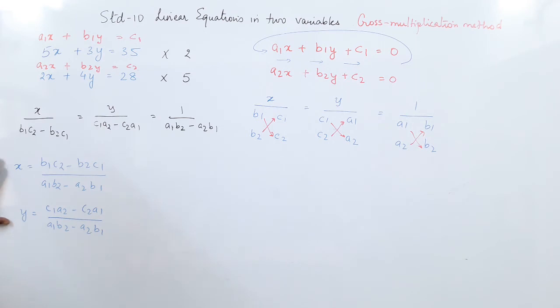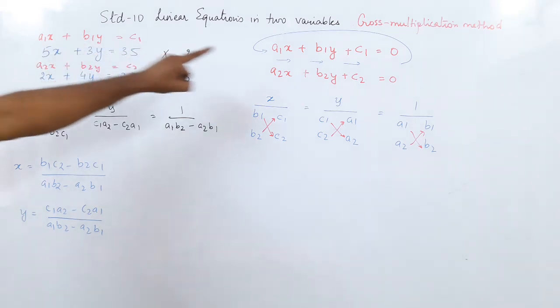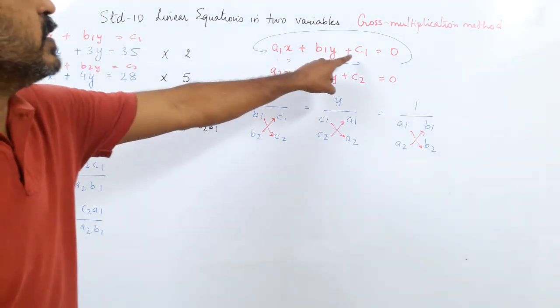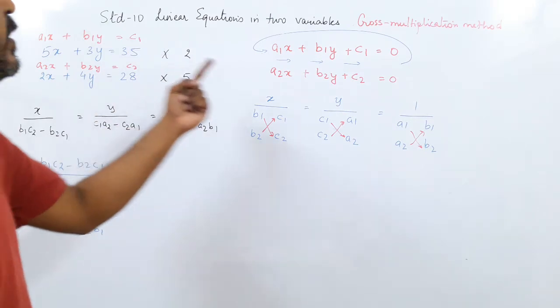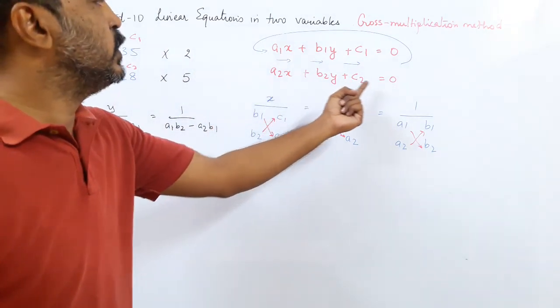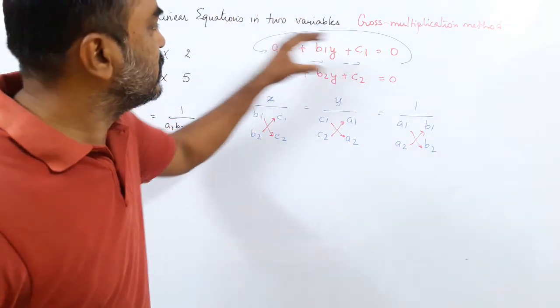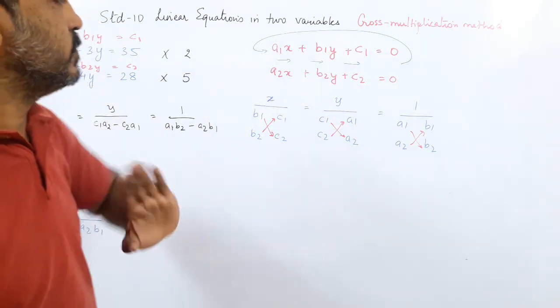How do you write the cross multiplication? You will write a1x plus b1y plus c1 equal to 0. You move it on this side. a2x plus b2y plus c2 equal to 0. Write the two equations one upon the other like this.